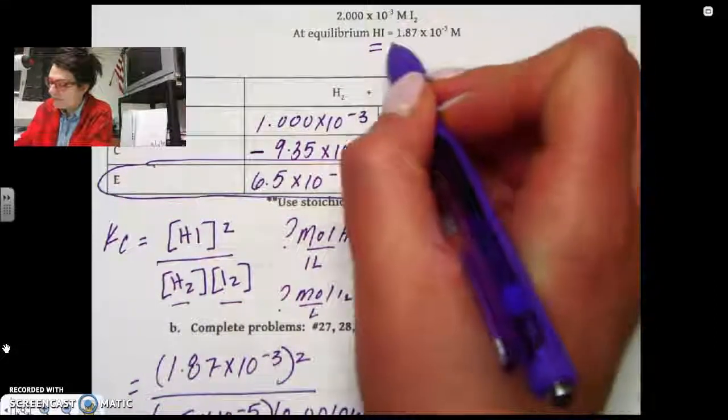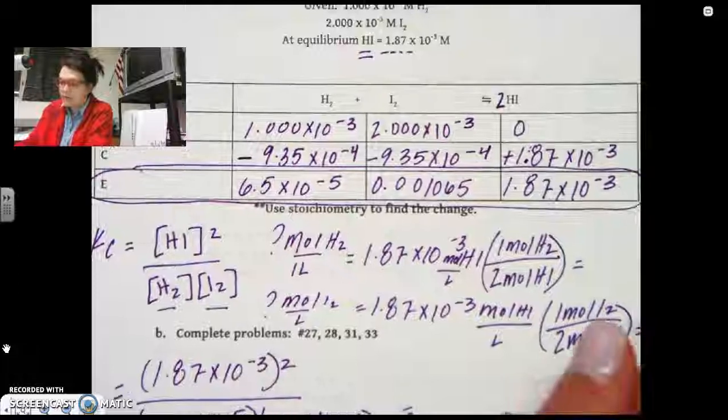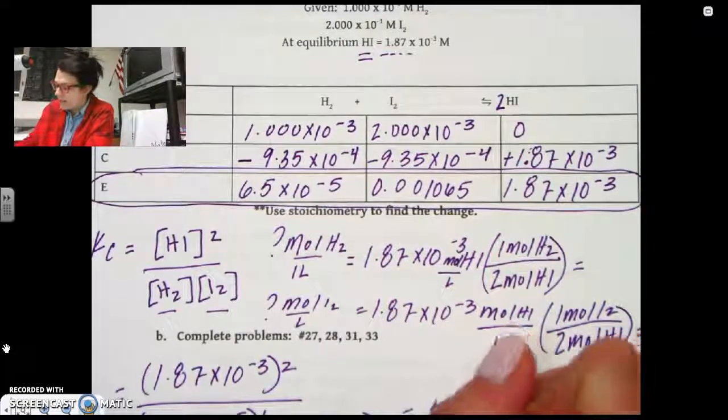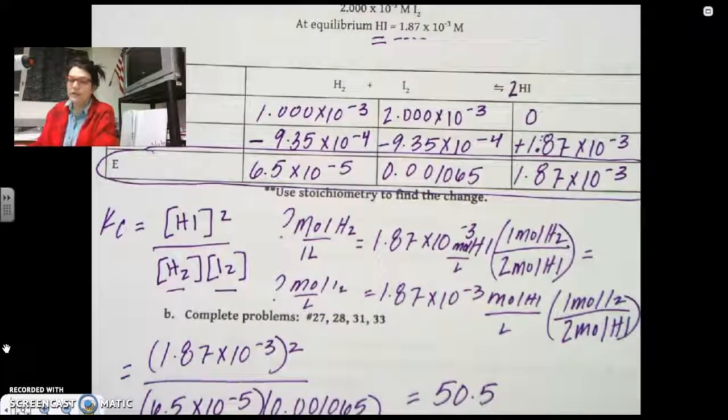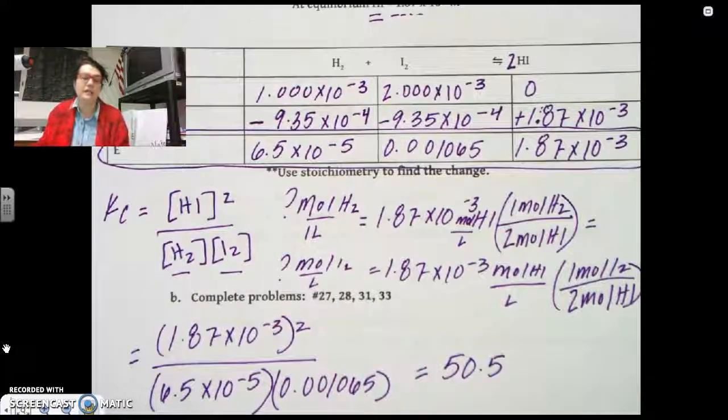And I end up with my Kc for this reaction. And since I'm given 3 sig figs here, I should have 3 sig figs in my Kc. I end up with a Kc, or an equilibrium constant, of 50.5. Okay? We'll do more practice like this in class, but that kind of gives you a head start in understanding equilibrium constants. Thanks.